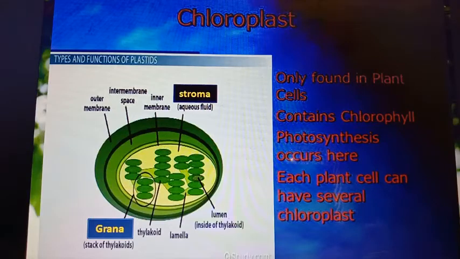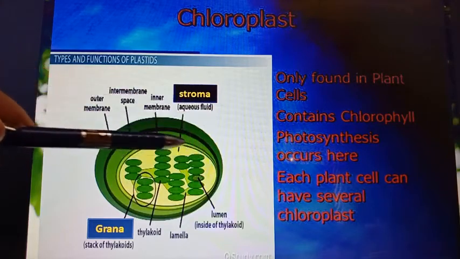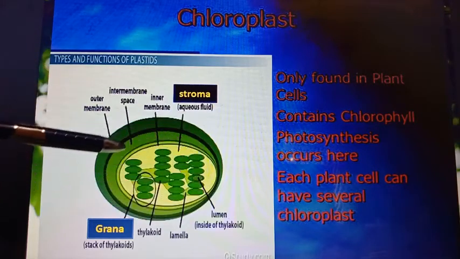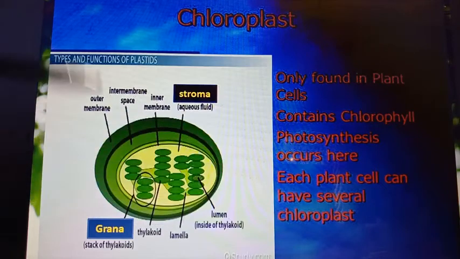Next is the stroma. Stroma is the aqueous fluid or the ground substance present inside the chloroplast membrane, which contains grana. It also contains photosynthetic enzymes and starch grains.